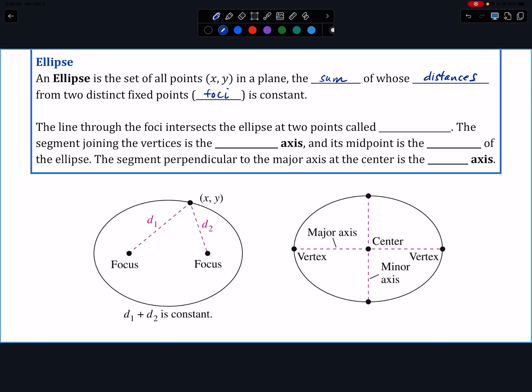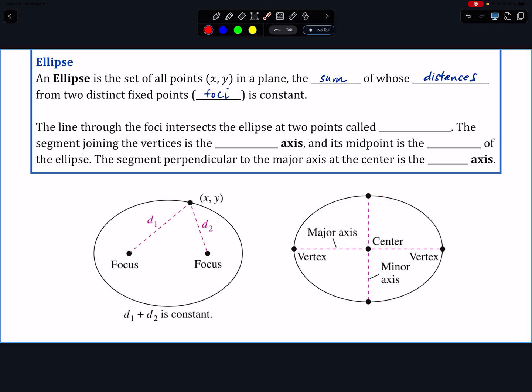So in other words, any point I plot on this oval-shaped graph, this is what an ellipse looks like. It looks like a football. If I plot a point on the edge of the ellipse, the distance between the focus here and the focus here is the same no matter where I plot a point on the edge. Okay? This is the information, though, you guys need in order to graph these.